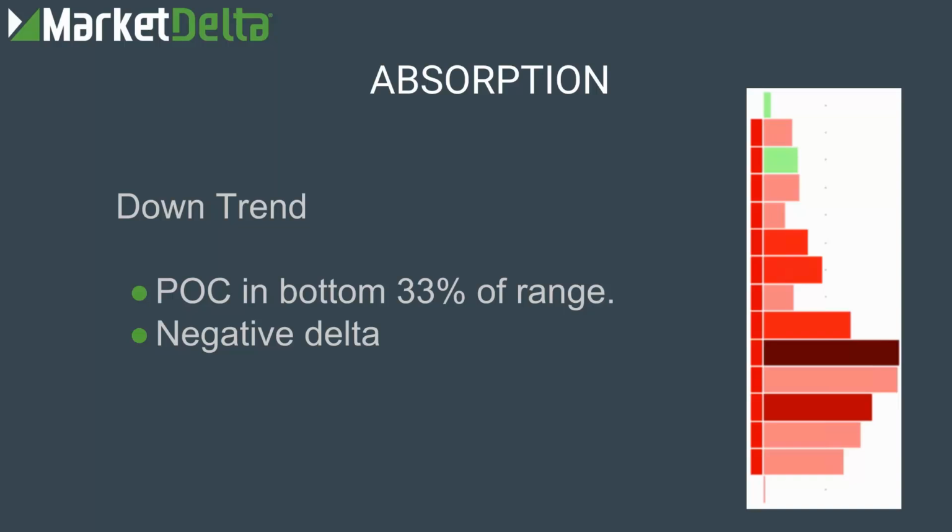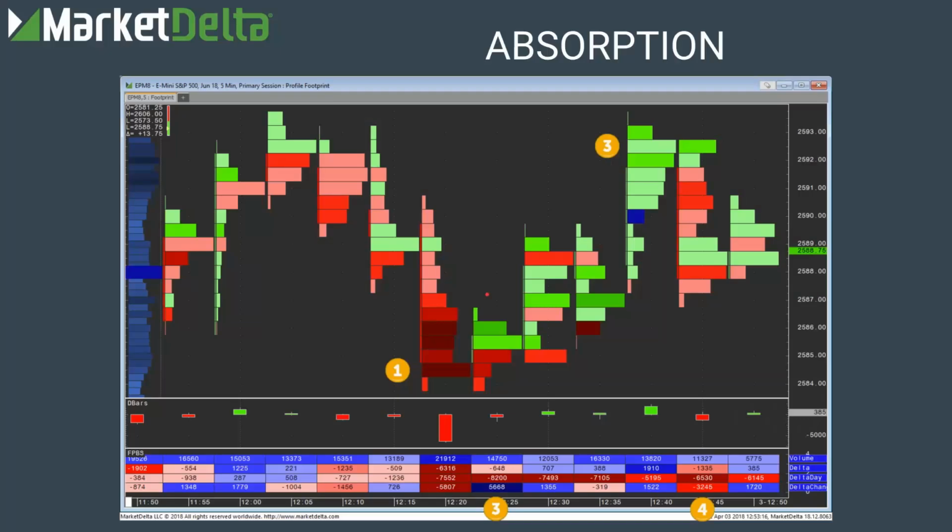So let's move on to some examples. This was today. This is the S&P E-mini today, and I've got four points marked: this was 1, this was 2, this was 3, and this was 4. Okay, so let's look at 1. And 1 is referencing this bar right here.